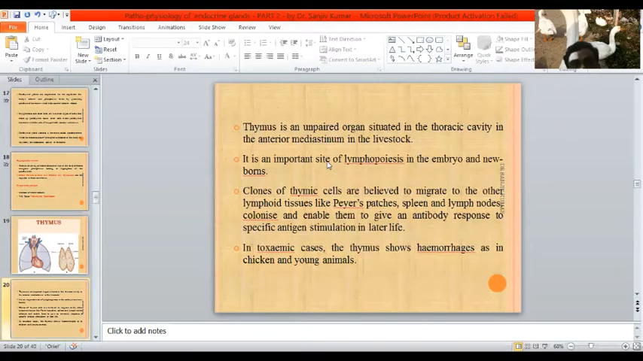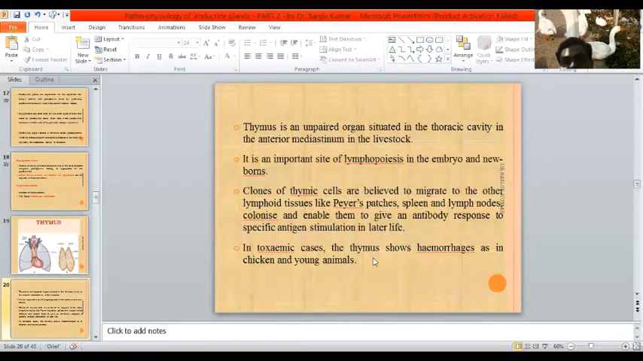And you also know thymus is important for lymphopoiesis, for educating the T lymphocytes. So its role is in the immune system. The educated T lymphocytes from the thymus gland are then dispersed to other body lymphoid organs like Peyer's patches, lymph nodes, spleen, and they help in antibody responses. In case of toxemia, if by any reason there is toxemia in the body, then you can see hemorrhage in the thymus, particularly in chickens and young animals.